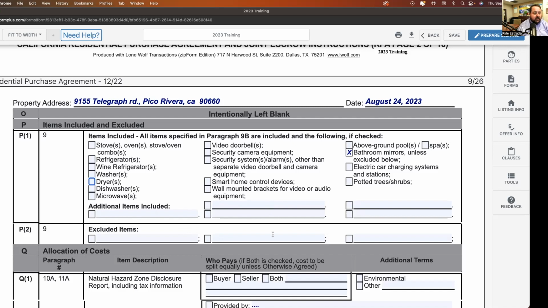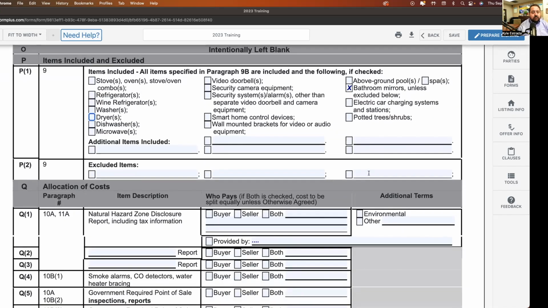That's what these blank spaces are for. And excluded items are the same thing. Any fixtures, things that are built in, chandeliers, ceiling fans, things like that, that are normally included with the sale, if they're going to be excluded, they're not going to be part of the sale, I've got to check it.